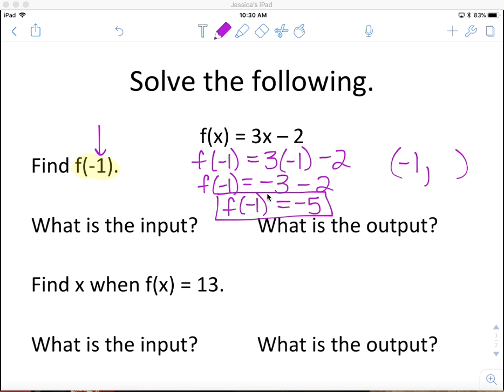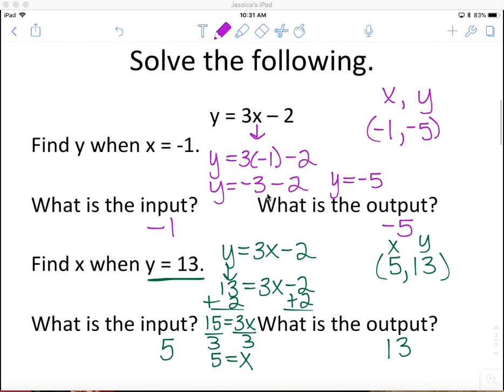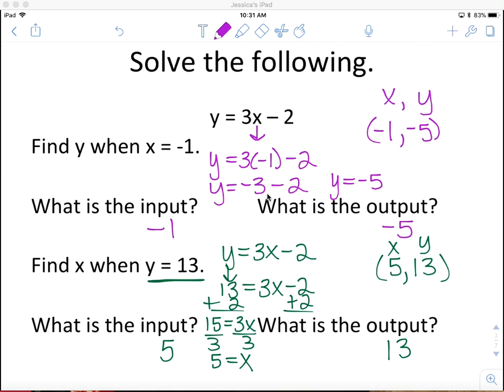We're now finished. What we just found is that when our input is negative 1, our output is negative 5. So the input is negative 1, the output is negative 5. The work is the exact same that we did previously. It just looks different because instead of y, we're now using f of x.